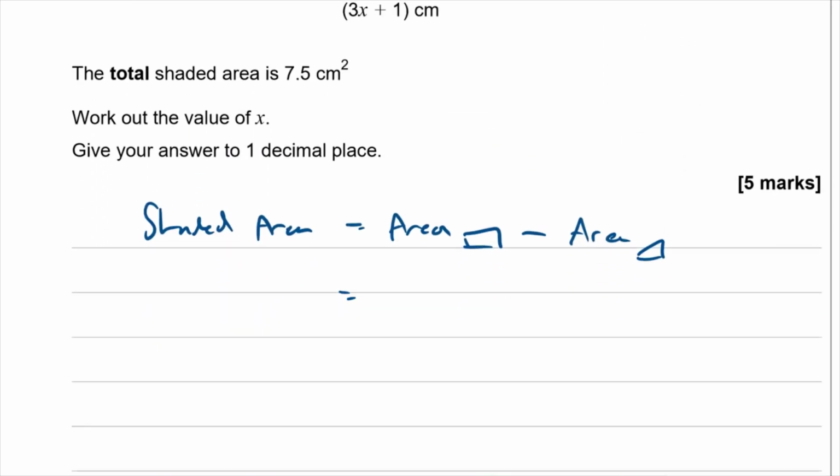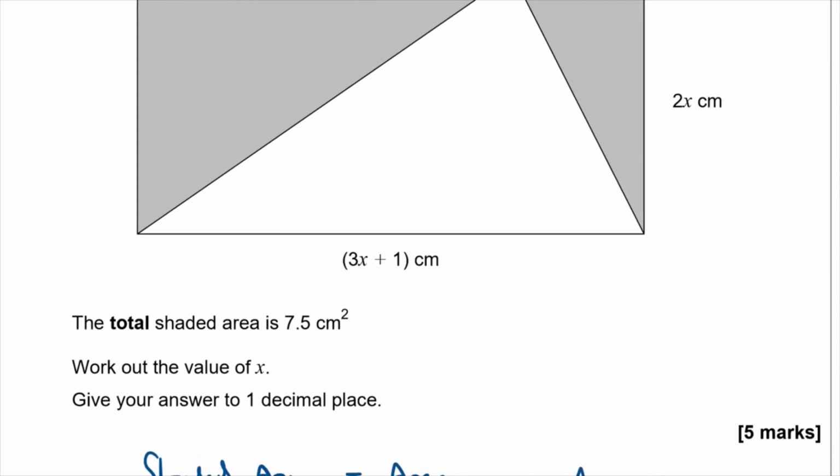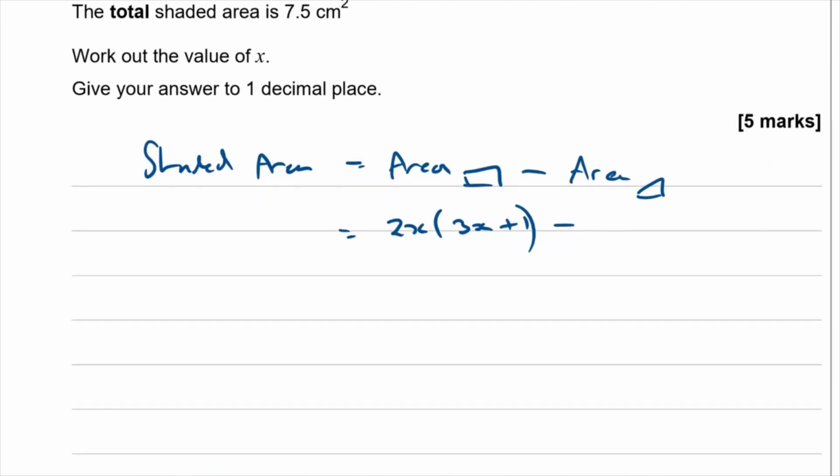So the area of the rectangle is going to be my two sides multiplied together, 2x and 3x plus 1. So 2x and 3x plus 1, my two sides multiplied together. And my area of my triangle is going to be half base times height. So that's going to be half of 3x plus 1 times 2x.